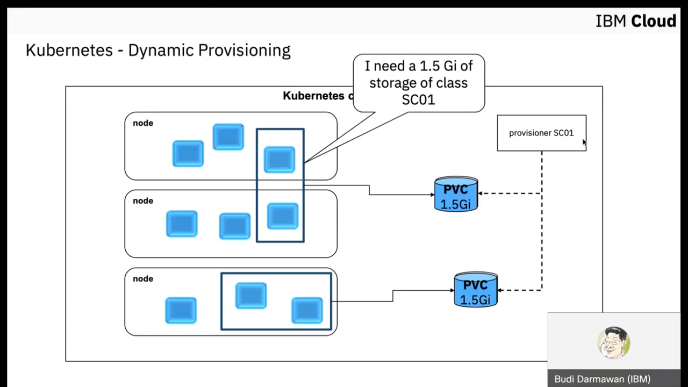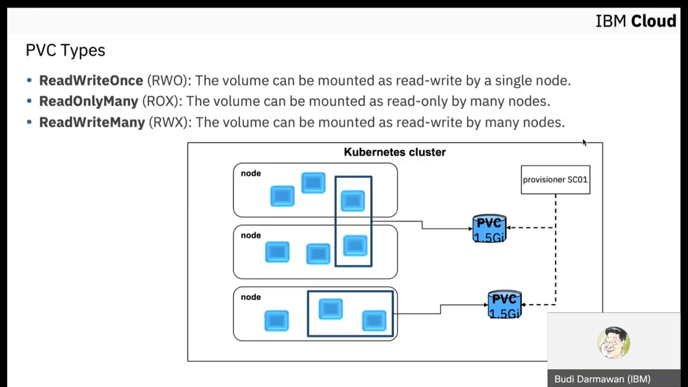Now, you might have heard of the PVC types. You can see there are 3 types of PVC or PV in that sample. Every PV and PVC has to match the types. The read-write one is when the volume can be mounted as read-write by a single node.